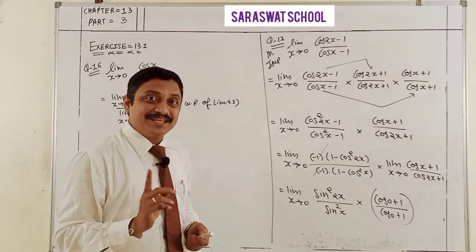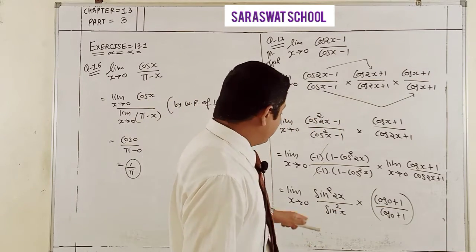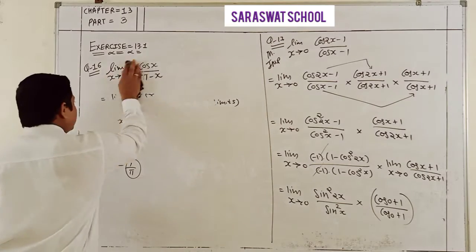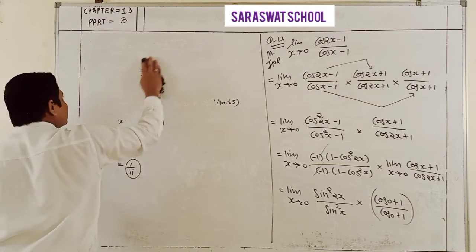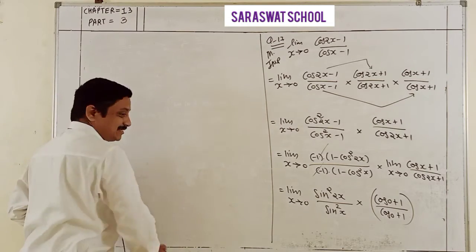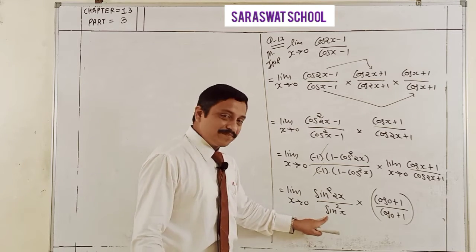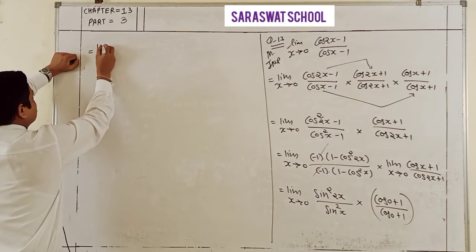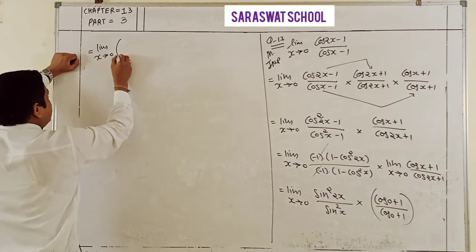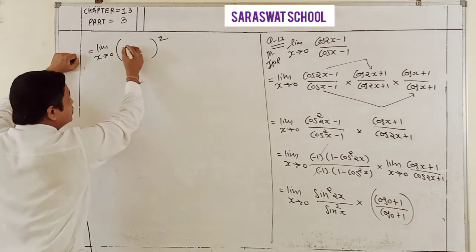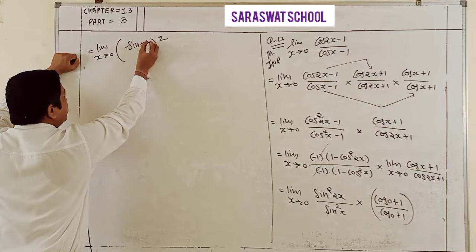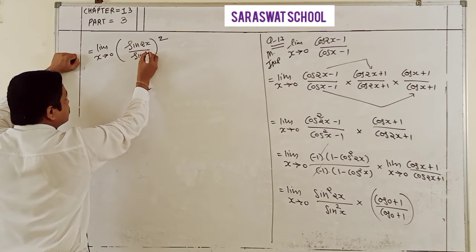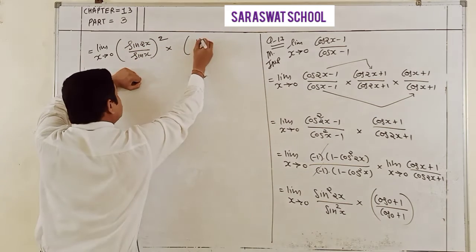Now students, here is just one little turning point: both of these have sin square 2x. I decided to keep the calculations simple, so I just take both squares separately. So limit x tends to 0, here take the square separately, internal sin 2x by sin x. And here, working rule, cos 0 is 1.